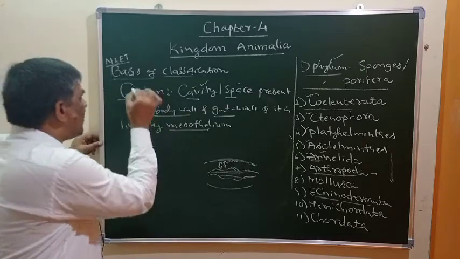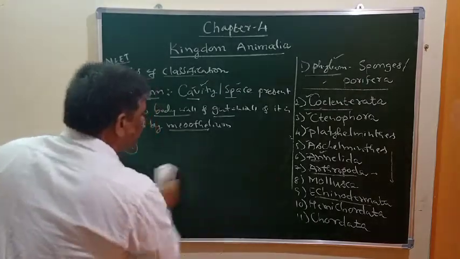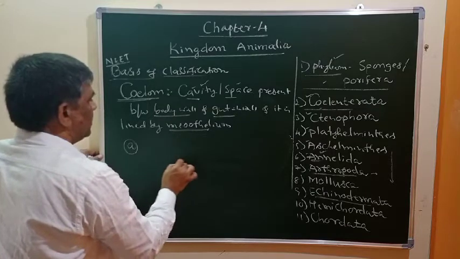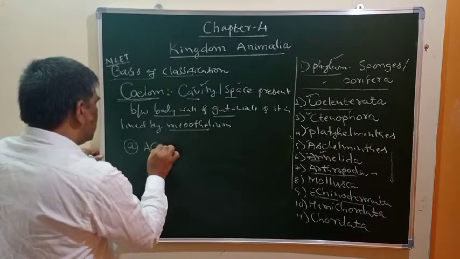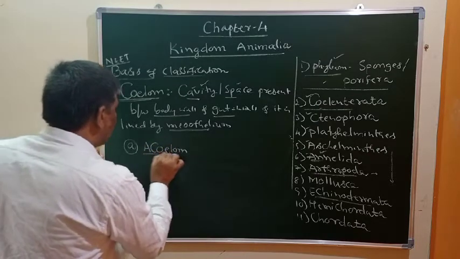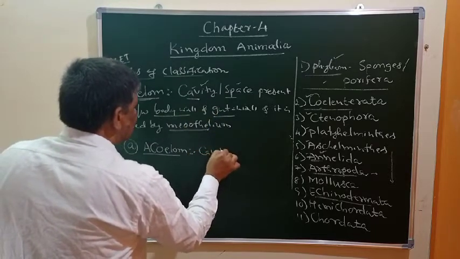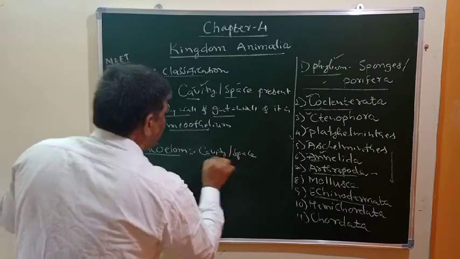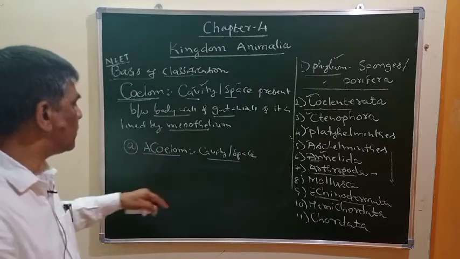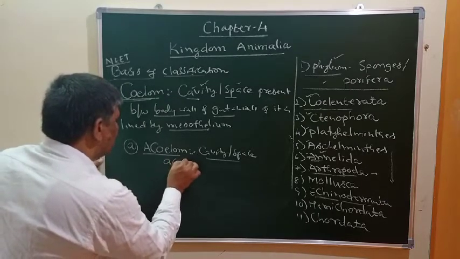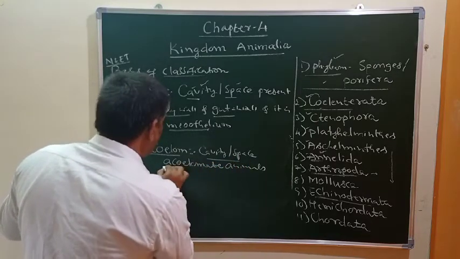Okay, coelom can be divided into 3 different types. There are 3 types of coelom. One is, some animals do not have this space or cavity. Okay, and such animals are called acoelomates, and the coelom is called acoelom. Acoelom means this space or cavity is absent. Space or cavity is absent between body wall and gut wall, and such a coelom is called acoelom. And the animals are called acoelomate animals.